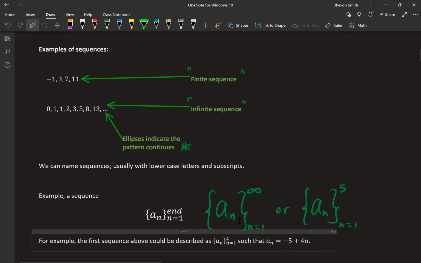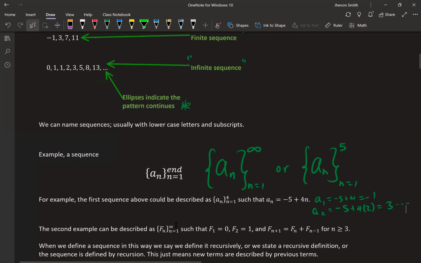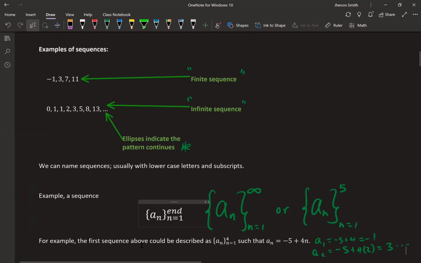So notice that for a_1, I can plug that in and find that a_1 is actually -5 plus 4, which is -1. a_2 is -5 plus 4 times 2, which gives us the 3, and so on. n is a placeholder that tells you the position in the list. So for a_2, the 2 tells you it's the second guy in the list. So a sub n represents the guy that's in the nth position.